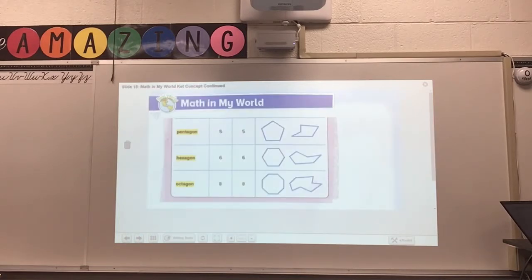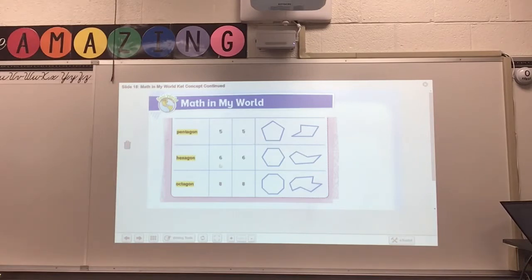Okay, here's the pentagon. I just had to go to the next screen. So a pentagon has 5 sides and 5 angles. This is called a regular pentagon, and it's called regular because all 5 sides are the same length and all 5 angles are the same too. This would be an irregular pentagon. It still has 5 sides and 5 angles, but they're not all exactly the same. So they're still both pentagons because they both have 5 sides and 5 angles.